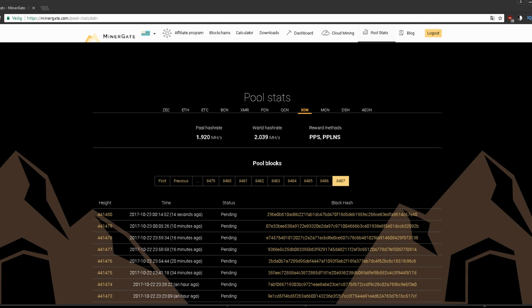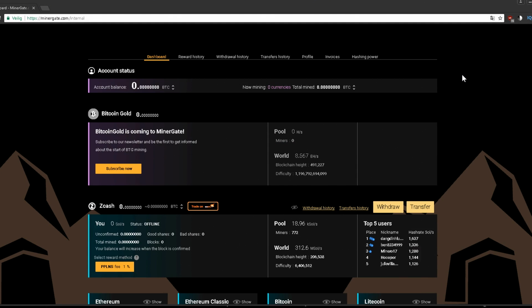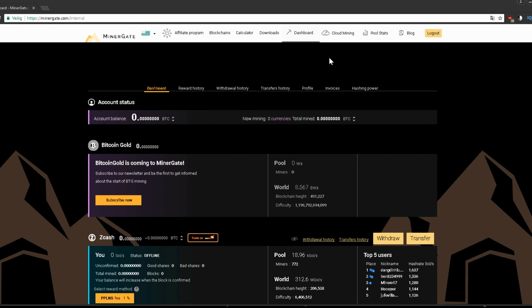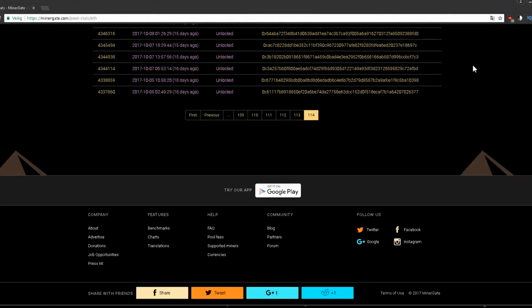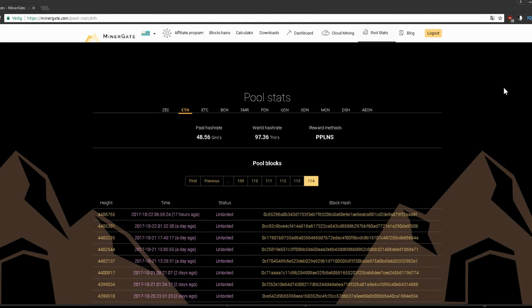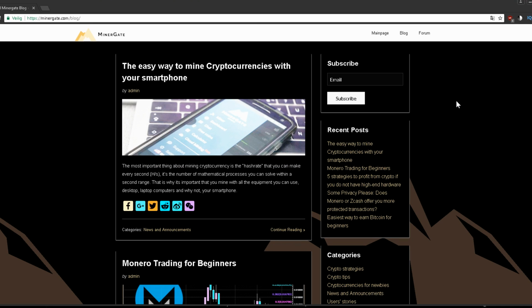Alright, so that is pool stats. Pool stats is actually, if you are talking about important things on the website, really important, as well as dashboard. This is where you're going to be spending and checking your time if you're mining here. Alright, we're gonna go to the last button. Here they actually have a blog.